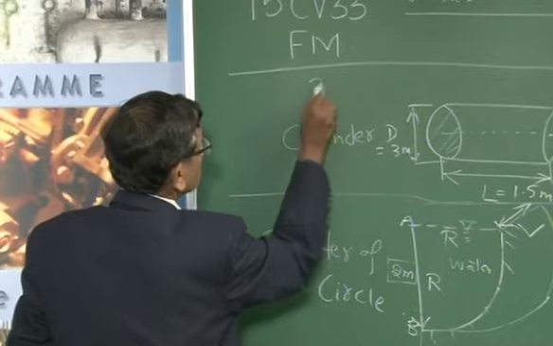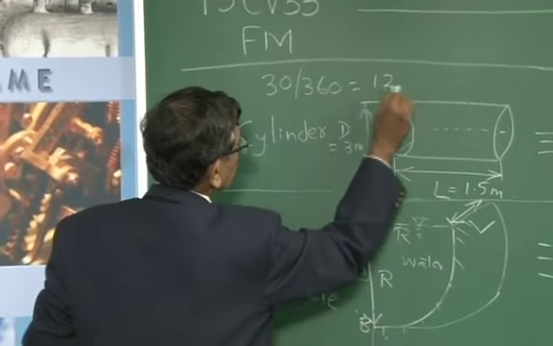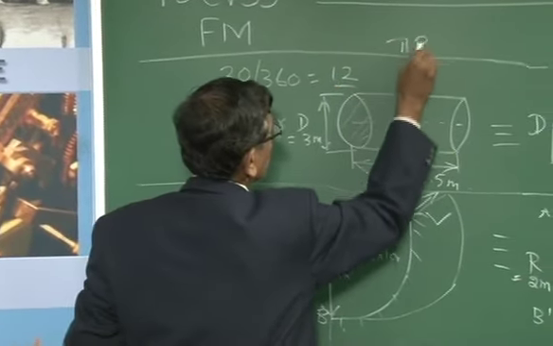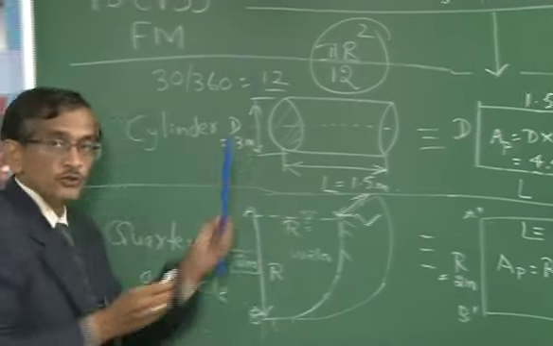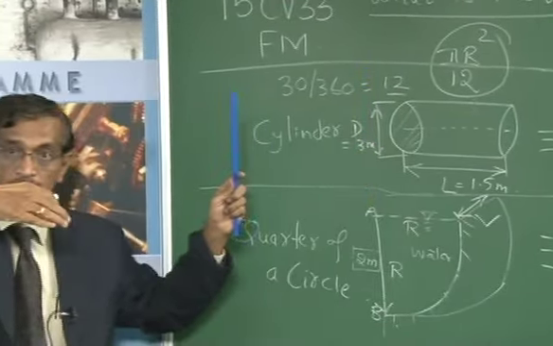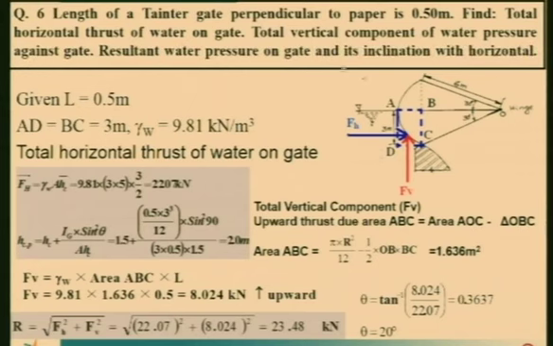So, 30 by 360 is 1/12. So, pi r square is the whole area. You divide by 12, you will get pi r square by 12, the sector area which we are looking from this point O to A to C in a circular fashion, minus the triangle area ABC, which is half OB into OC. So, we get this value.